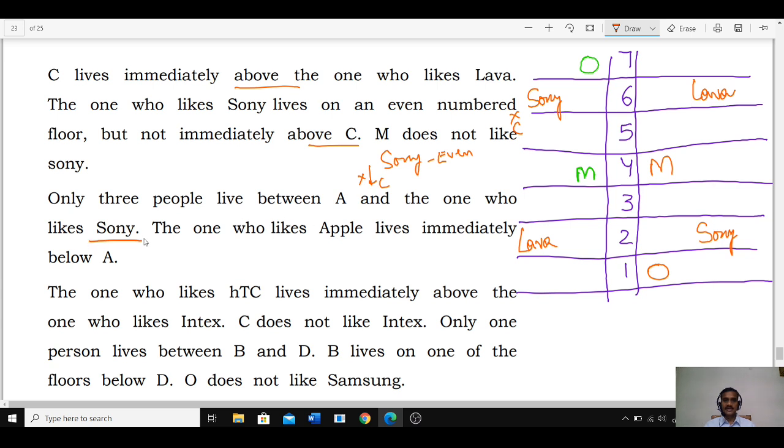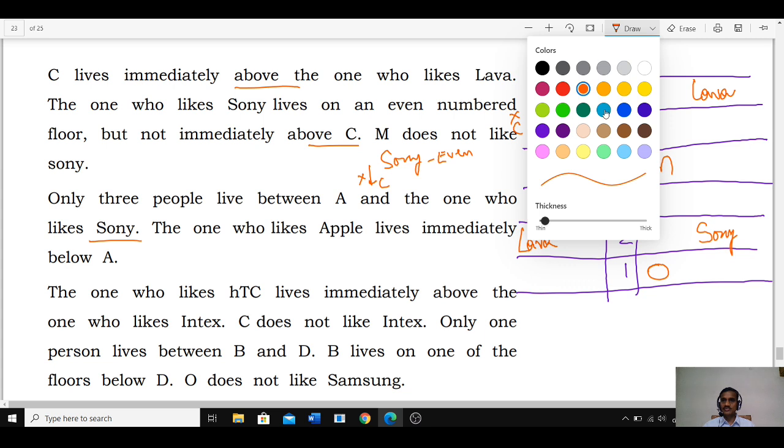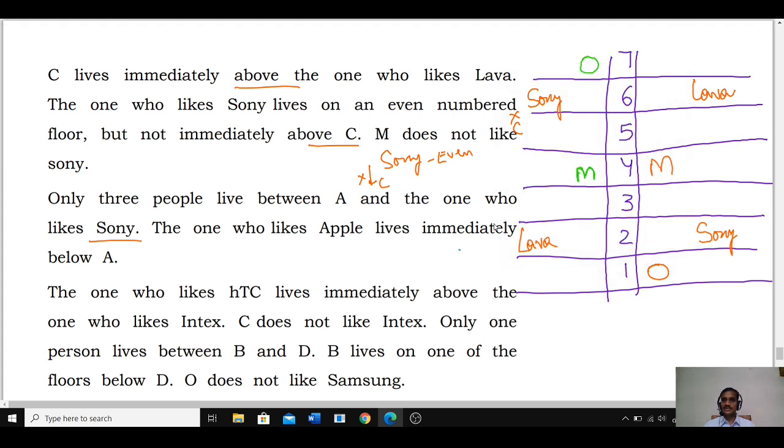3 people between A and the one who likes Sony. Between A and the one who likes Sony, how many people are there? There must be exactly 3 people. Sony can get 1, 2, 3. A is here, 3 people between A and Sony. Sony is here, 1, 2, 3. Between A and Sony, there must be exactly 3.